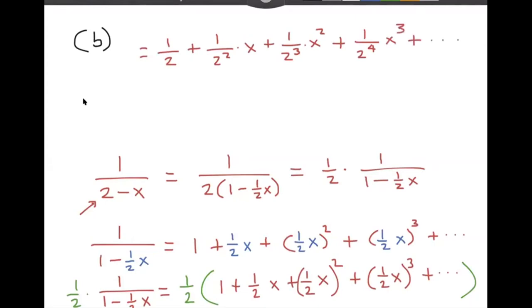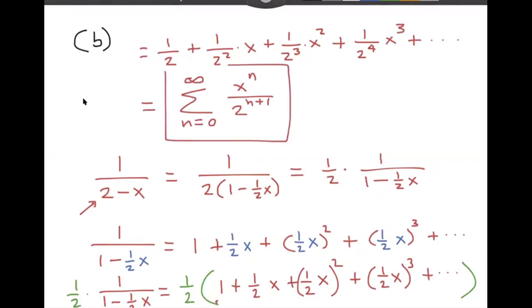All right. So the closed form for that series would be the sum n going from 0 to infinity, x to the n over 2 to the power n plus 1. All right, see how that works? I think that's pretty cool.